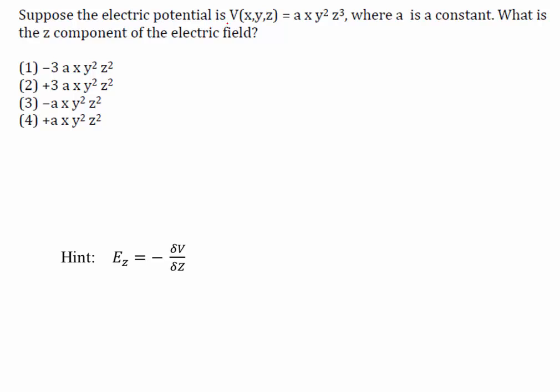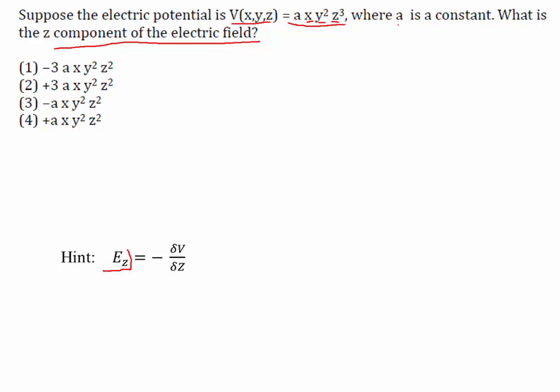Suppose the electric potential is V(x,y,z) equals a x y squared z cubed, where a is a constant. What is the z component of the electric field? Now remember we said the electric field is the negative derivative of the potential. But here the potential varies in the x direction, in the y direction, and in the z direction. Therefore, we need to take the partial derivative.